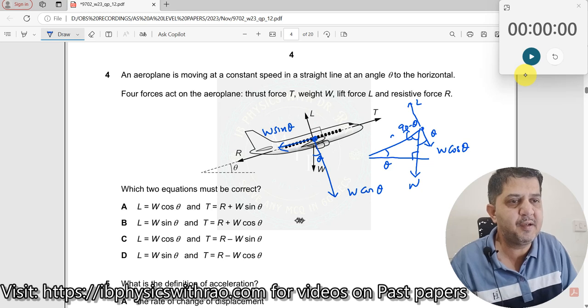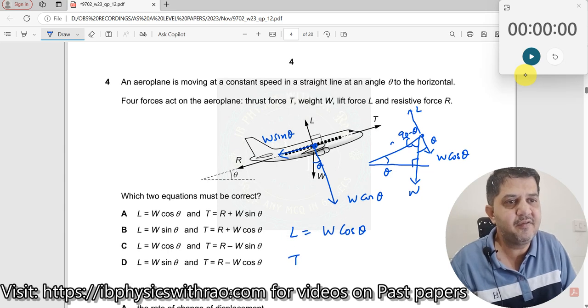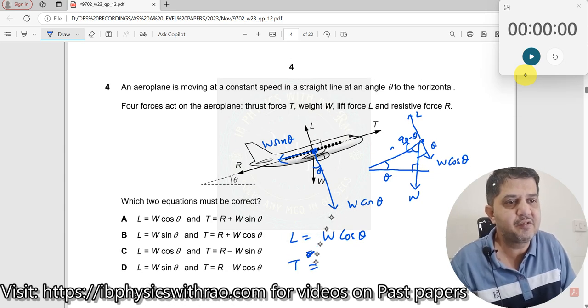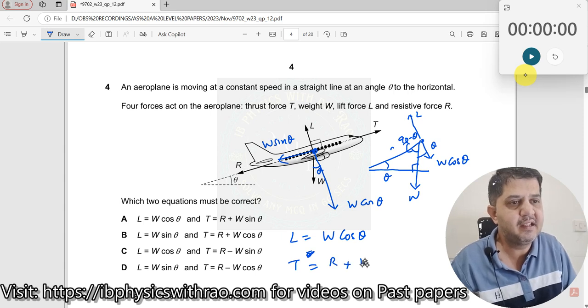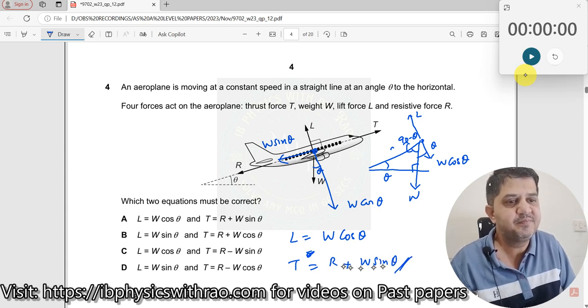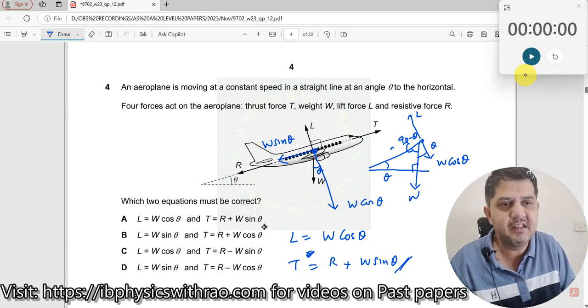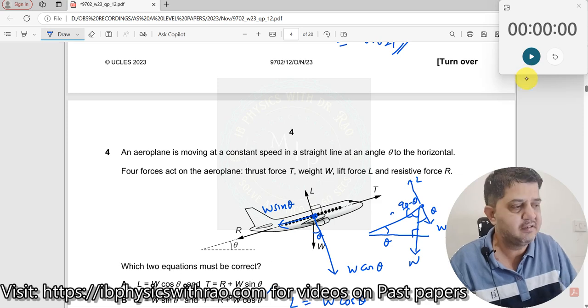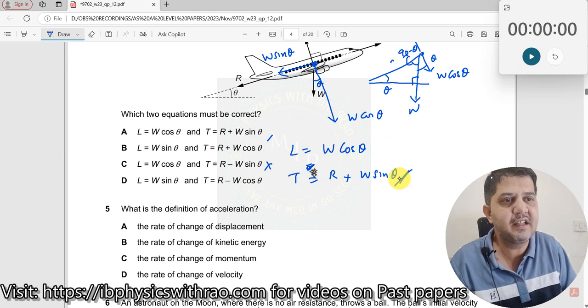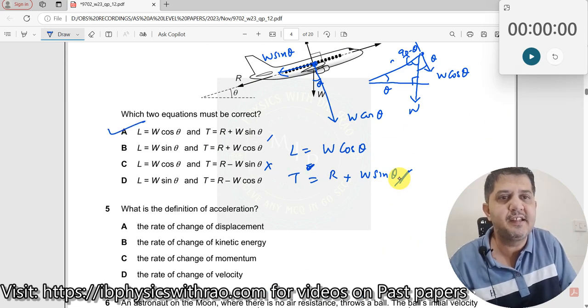So now at this point, you can say L is equal to W cos theta, and then for this T, the forward force, T is equal to R plus W sin theta. Now which is correct here? T is equal to R plus W sin theta is here, and so these two are incorrect. And then L equal to W cos theta, it's here. Answer is A itself.